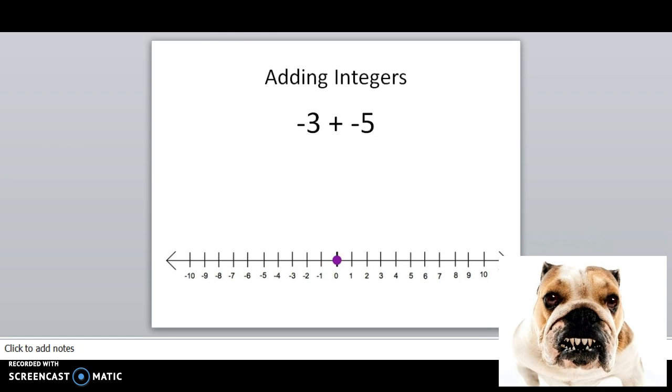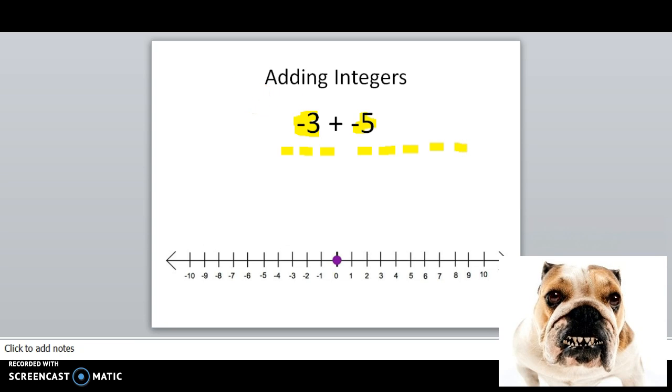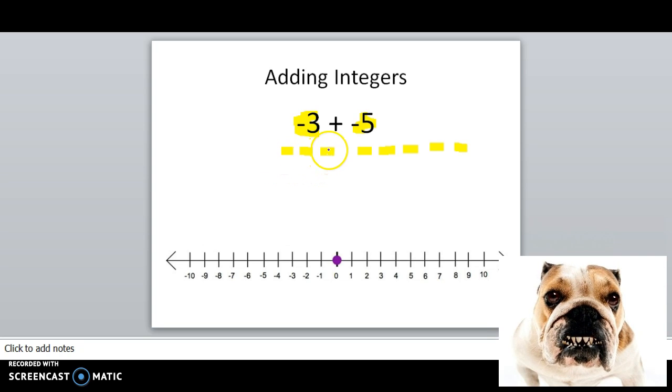In this example, I have 2 negatives. I have -3 plus -5. Now, because they're both negative, I'm going to combine them because we're adding. I'm not going to cancel any out. So in total, I have 1, 2, 3, 4, 5, 6, 7, 8. So -3 plus -5 is -8.